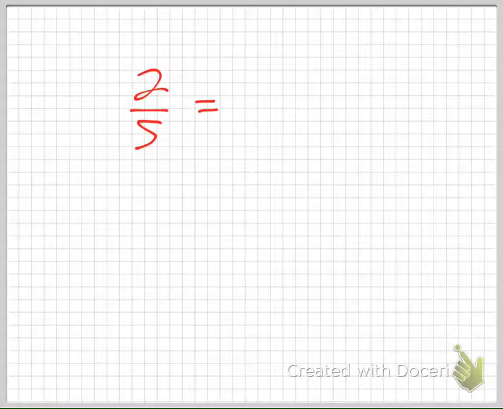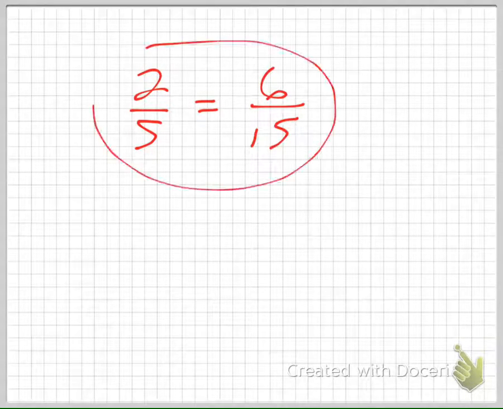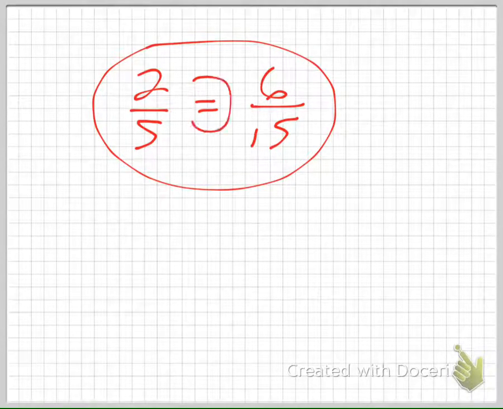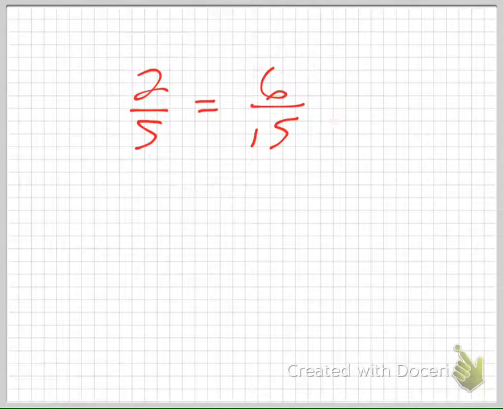If I say 2/5 is 6/15, this right here is a proportion. You know why it's a proportion? Because that equal sign is telling you that it's a proportion. The equal sign tells you that it's a proportion.